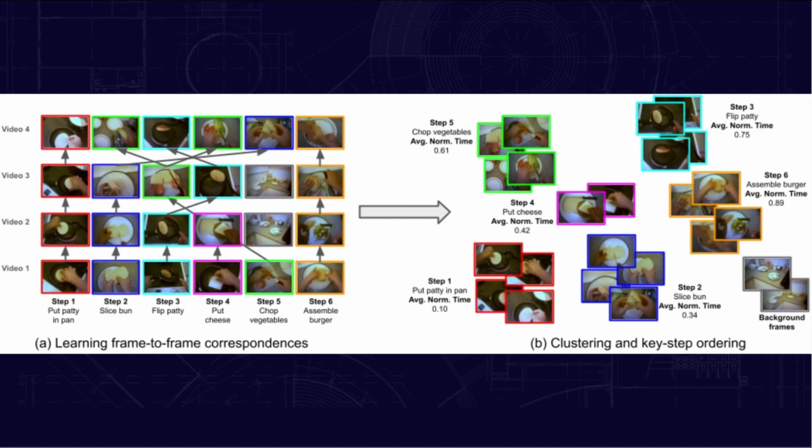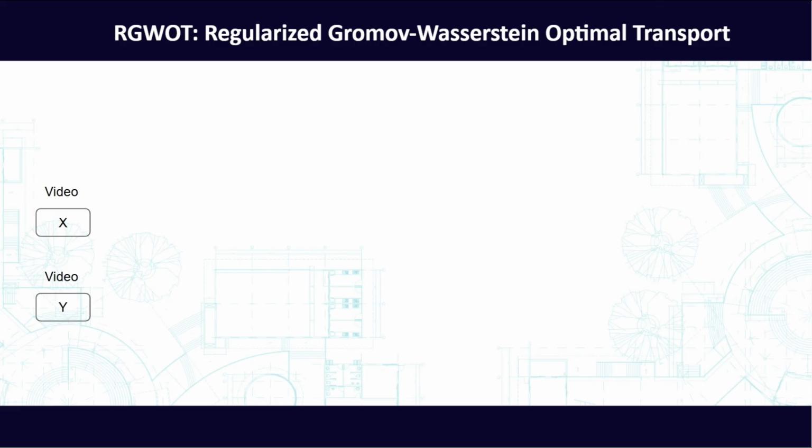Our method, like recent approaches, uses self-supervised video alignment to learn frame-to-frame correspondences across videos. We then cluster frame embeddings to identify the key steps and use their timing across videos to determine their order. The novel method we introduced is RGWOT, Regularized Gromov-Wasserstein Optimal Transport.